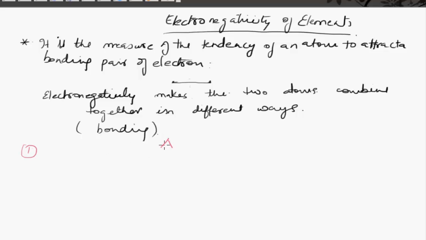Let's take two atoms A and B. First, what happens when they have the same electronegativity? Obviously, no one can pull the electron towards their own side. So this is A's and this is B's, right? So we have an equal sharing of electrons between these two atoms. So what is the result? If the atoms are equally electronegative, both have the same tendency to attract the bonding pair of electrons. So the bond which is formed, we call it a covalent bond, where both these atoms have the same electronegativity.